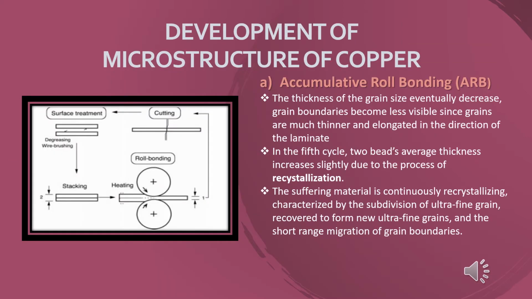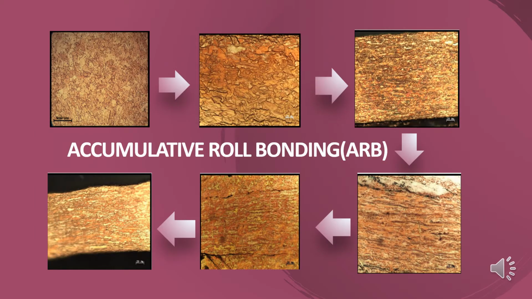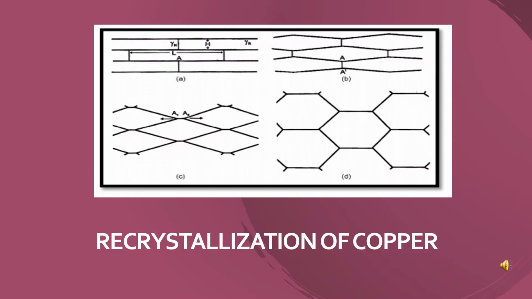One of the developments that the microstructure of copper undergoes is the accumulative roll bonding, which is ARB. The thickness of grain size decreases through this process, and recrystallization also occurs during the fifth cycle of ARB. From this slide, we can see that there are a total of 6 cycles in ARB.